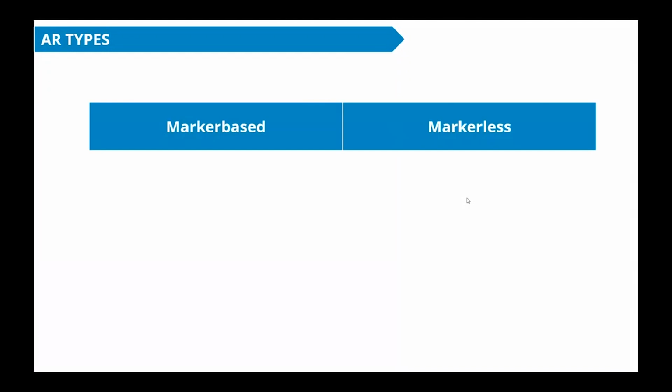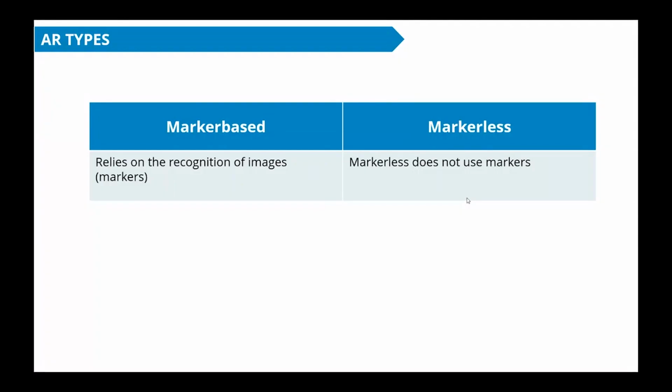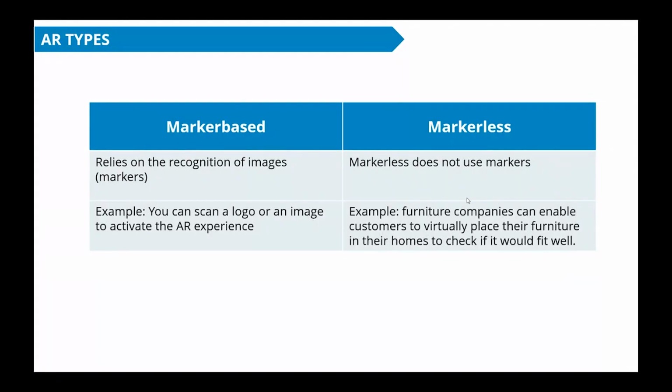Before that, there are 2 types of AR that can be achieved in Zoho Creator. One is marker-based AR and another is marker-less AR. Marker-based AR relies on the recognition of an image. Marker-less does not use markers. For example, when I talk about marker-based, I have an image or a logo. If I scan that image or logo, I can visualize the 3D picture or AR of that particular image. That is an example I can give for marker-based AR.